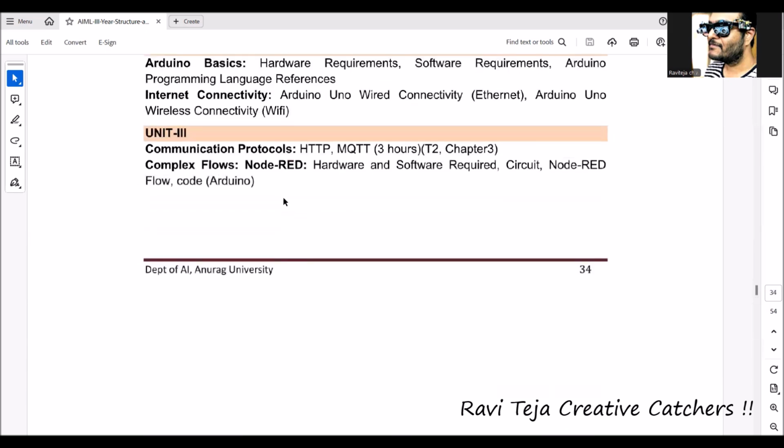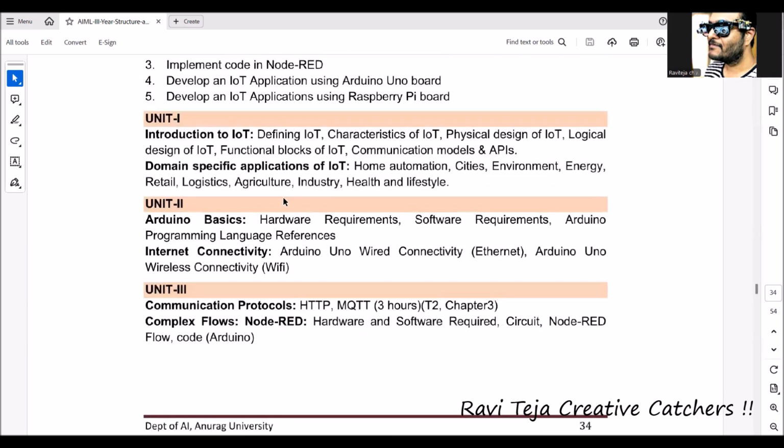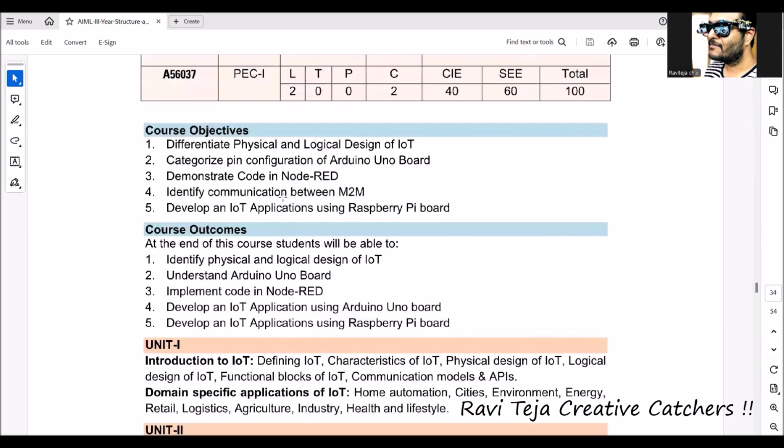And these topics will also give you an ample amount of experience to work with hardware and software. And we also have a lab where we'll be doing multiple experiments based on Arduino and Raspberry Pi.